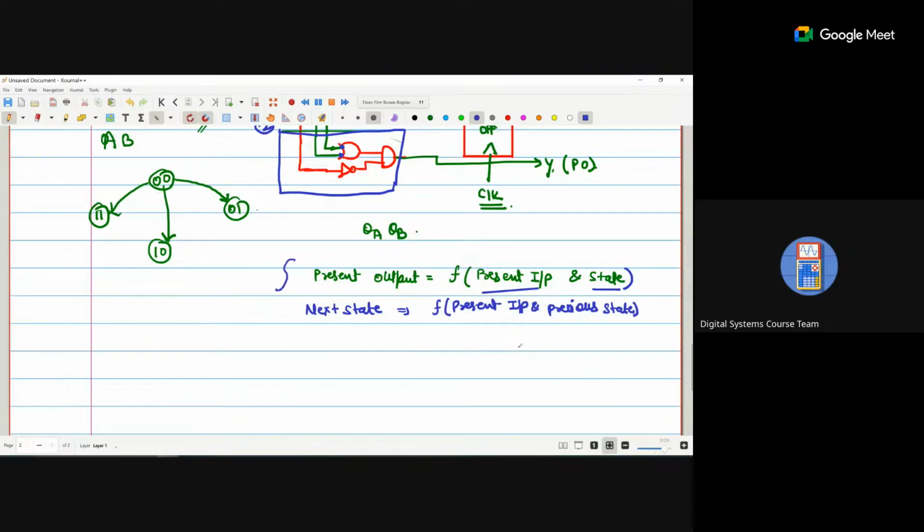So we can say that this is a Mealy machine, because this condition is followed only by Mealy machines. Any doubt?